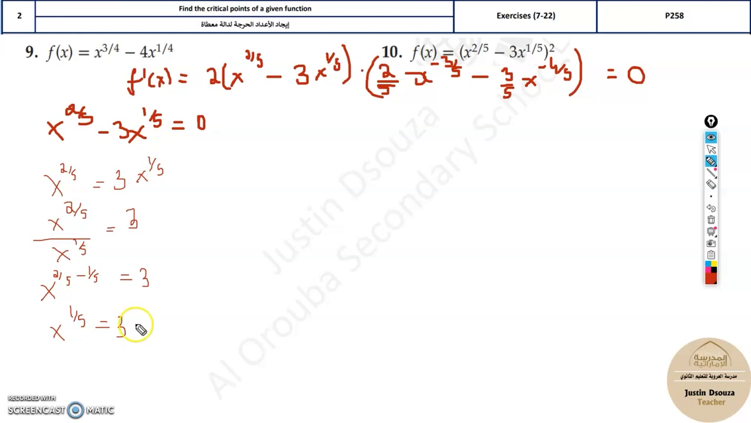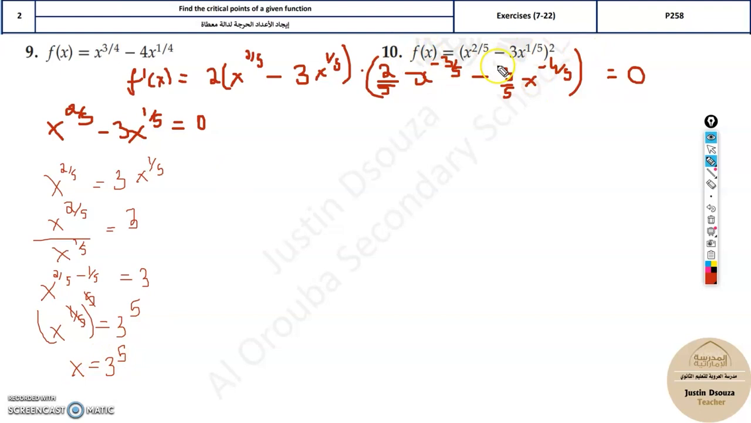But we need the x value, not this 1/5. So raise this to the power 5 in order to cancel 1/5, but remember to raise both the sides. This is simple algebra what I'm doing over here, just cancelling, and the answer is x = 3^5. This is one critical number.